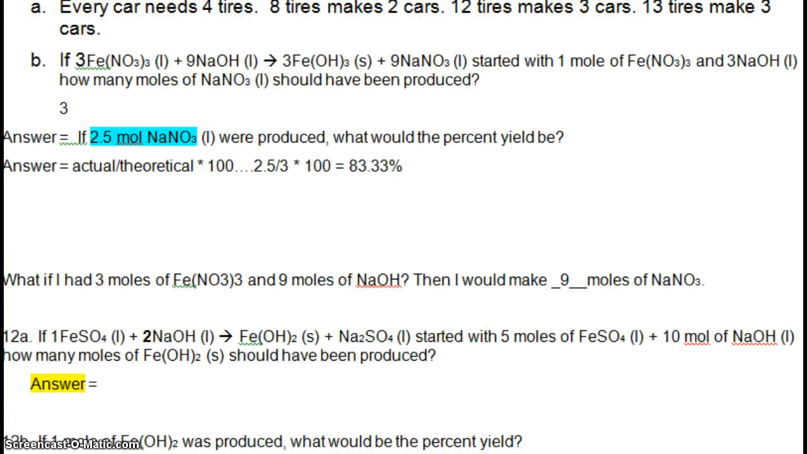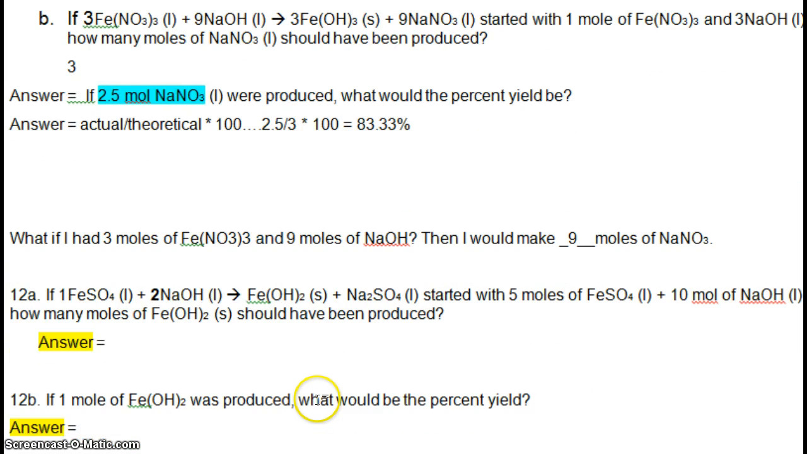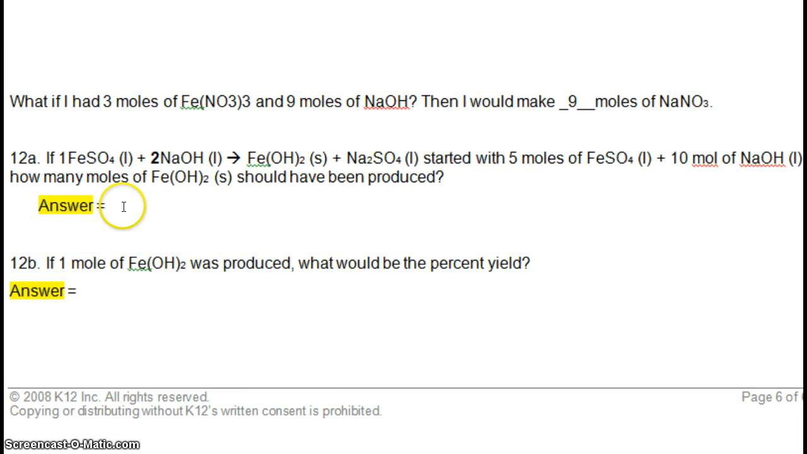All right. Let's go ahead and do another example. If 1 mole, or 1 dozen, or 1 molecule, or 1 copy, it doesn't matter one of what, it's just the ratio. It's just the recipe, the proportions. So if 1 mole of iron sulfate as a liquid combines with 2 moles of sodium hydroxide as a liquid, it yields 1 mole of iron hydroxide as a solid plus 1 mole of sodium sulfate.